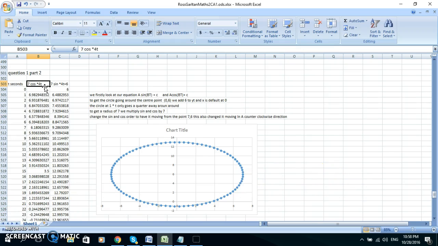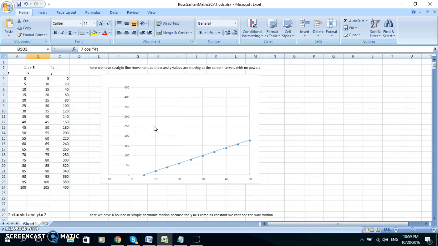So our final equation here would be for xt 7 times cosine 4 times t, and yt would be 7 times sine 4 times t plus 6. And that's our final equation.